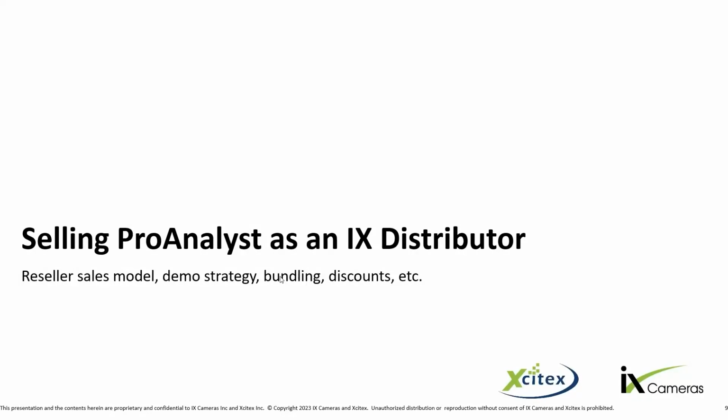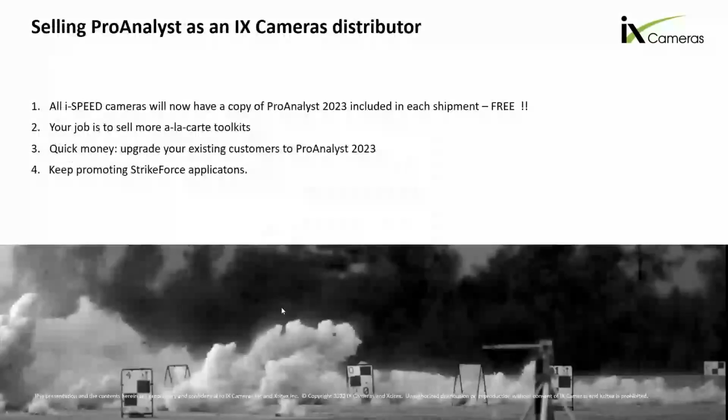You guys are all IX cameras distributors, so you want to sell ProAnalyst, and Excitex is going to make it easy for you to sell ProAnalyst to your customers. So now all cameras from IX cameras will come with some version of ProAnalyst 2023. The 2 series never used to go out with ProAnalyst Legacy. So 2s, 5s, 7s, and in the future 3s, 4s, new 5s, and so on will all have ProAnalyst 2023 toolkits included in it. The goal is to sell more toolkits.